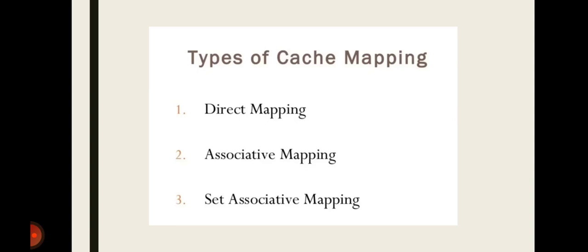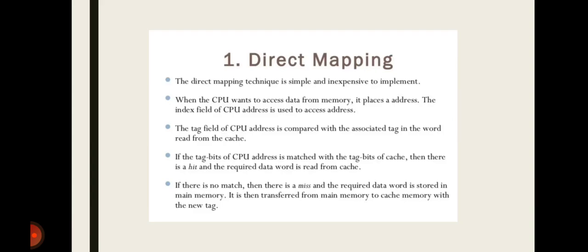There are three types of cache mapping: direct mapping, associative mapping, and set associative mapping. Direct mapping. The direct mapping technique is simple and inexpensive to implement. When a CPU wants to access data from memory, it places an address. The index field of the CPU address is used to access the cache. The tag field of the CPU address is compared with the tag in the word read from the cache.